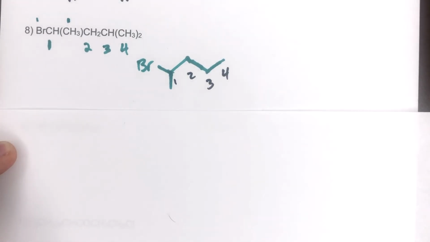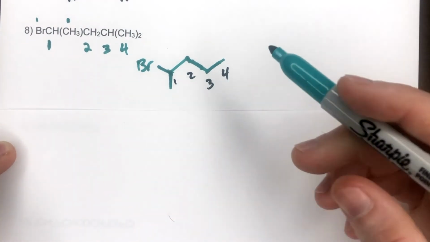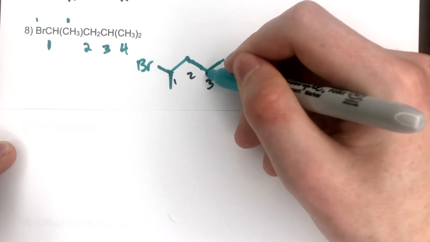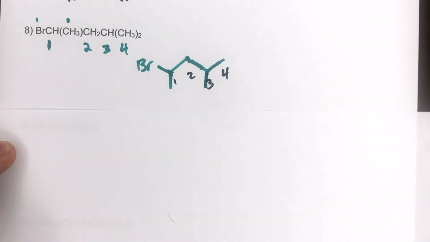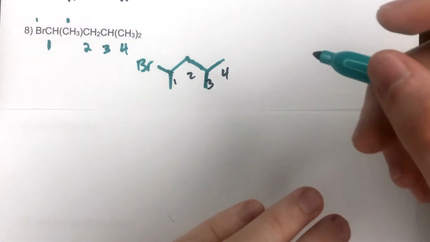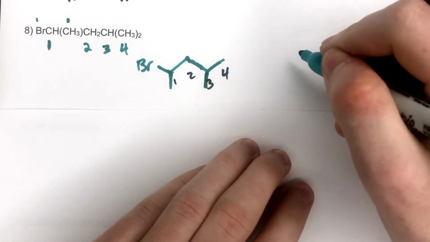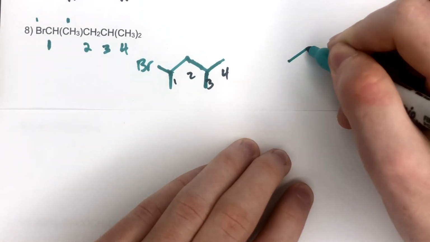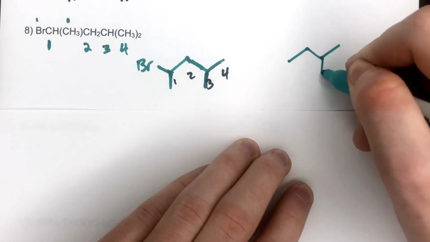And then at carbon number 2, there's just 2 hydrogens, so there's nothing there. And then at carbon 3, there's 2 methyl groups. So right now we've only drawn 1, so the second one is at carbon 3. So I'll redraw this since my numbering kind of messed it up.